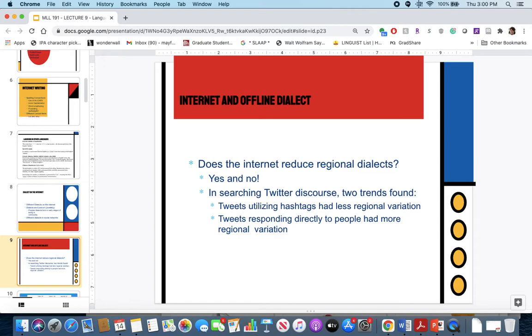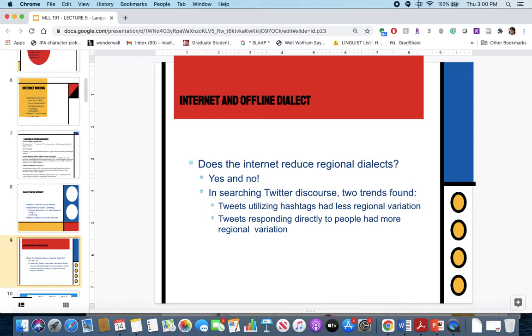What about the regional dialects that we talked about earlier? What about if you have Southern English or if you have a Boston accent? What are some ways in which you can use the regional dialects? Does the internet actually reduce these regional dialects?